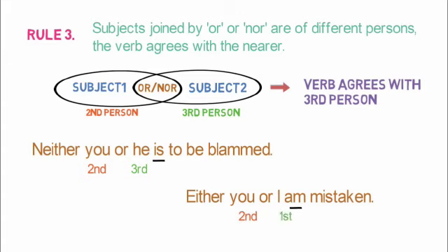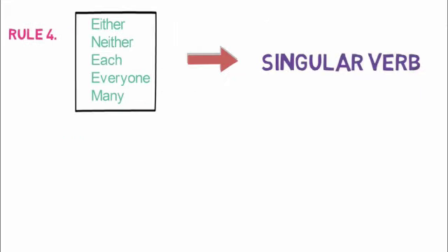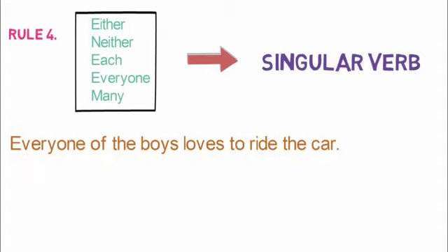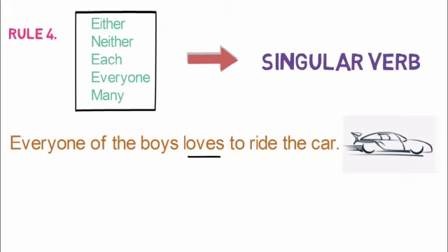Okay, so let's look into the next rule. It says that words like either, neither, each, everyone, many must be followed by a singular verb. For example, every one of the boys loves to ride the car. Here we have used a singular verb, that is loves, because the word everyone is used here.